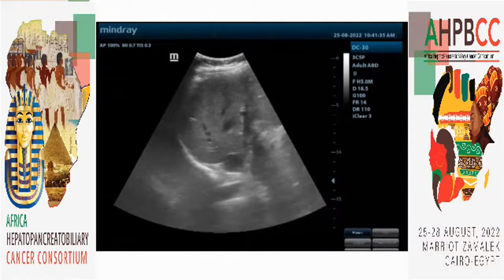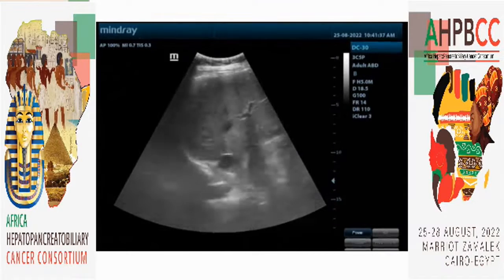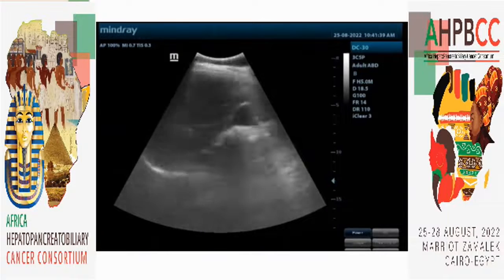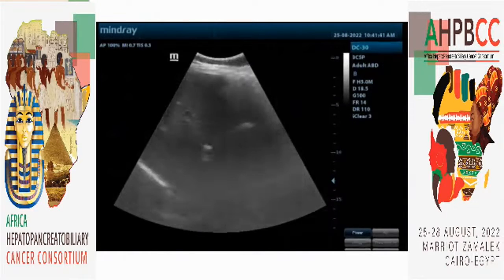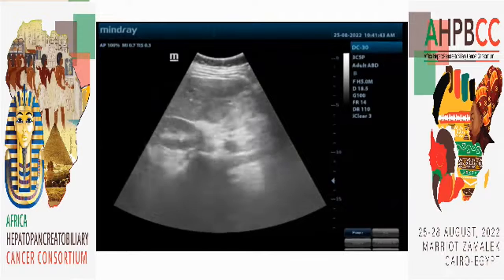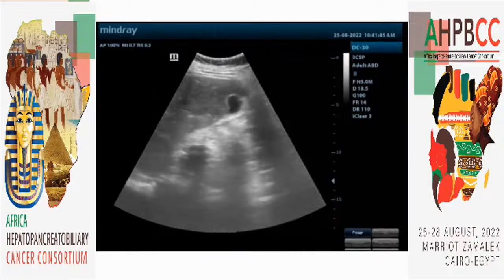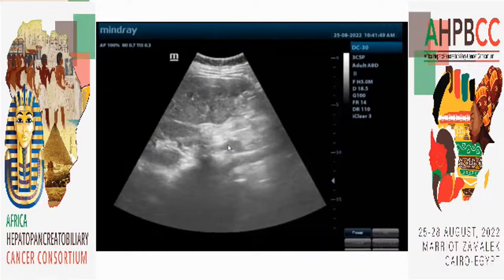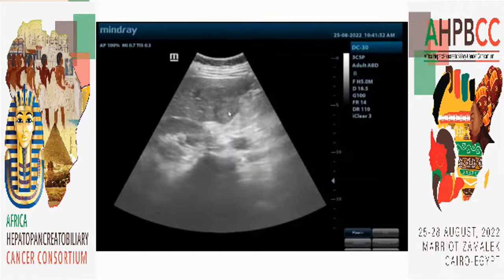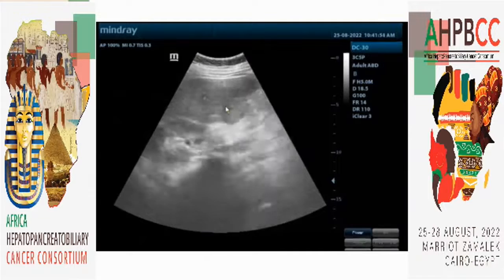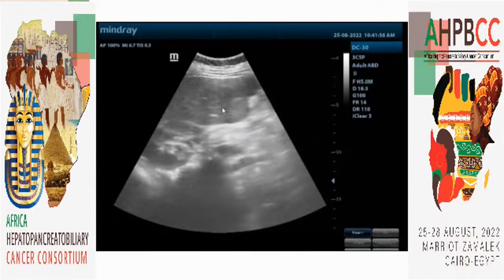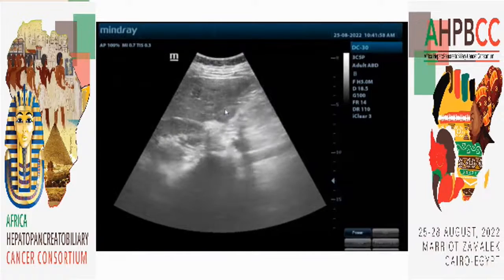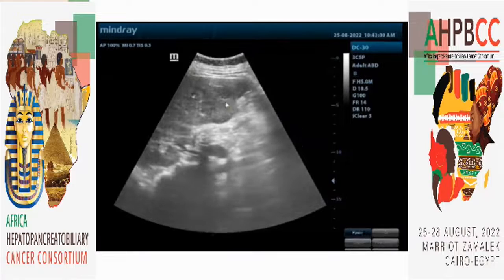here is the diaphragm, and we are starting to examine from the dome of the liver and scanning each intercostal space. And on scanning the last space, we can see a slightly exophytic isoechoic lesion. I think it is isoechoic, multilobulated.